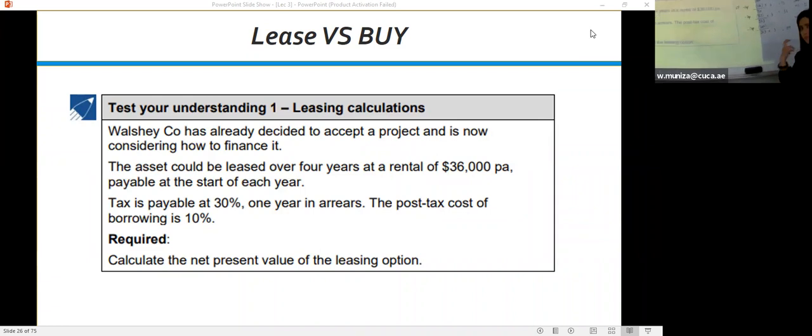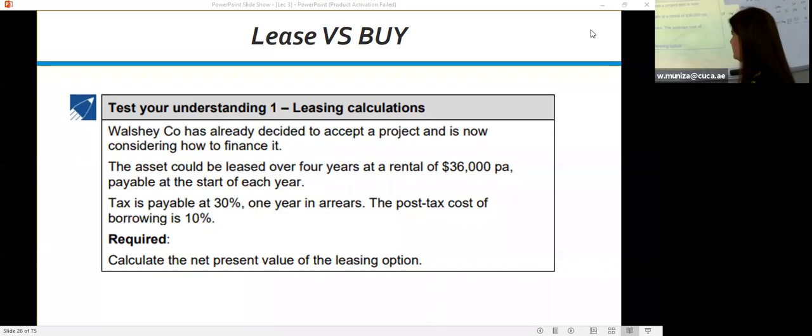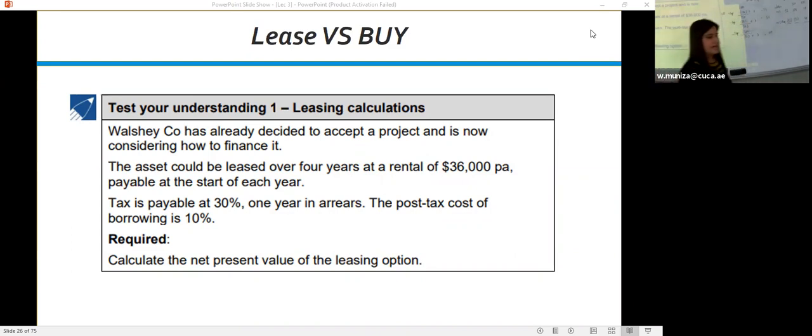Simply, the cost of capital which will be given to you, in that you are going to apply the factor of 1 minus T. So the requirement of the question is to calculate the NPV of the leasing option. Volshape company has already decided to accept the project and is now considering how to finance it. The asset could be leased over 4 years at a rental of 36,000 per annum, payable at the start of each year. Tax is payable at 30%, 1 year in arrears. The post-tax cost of borrowing is 10%. So they have already given us the post-tax cost of borrowing. We do not need to incorporate the tax factor in it.